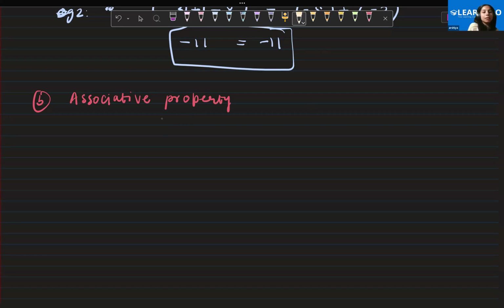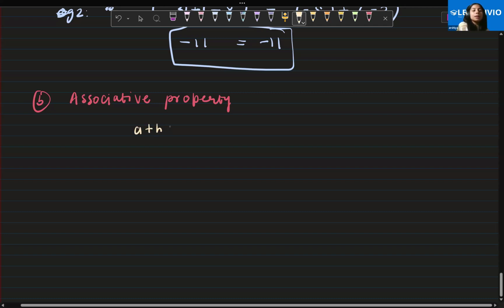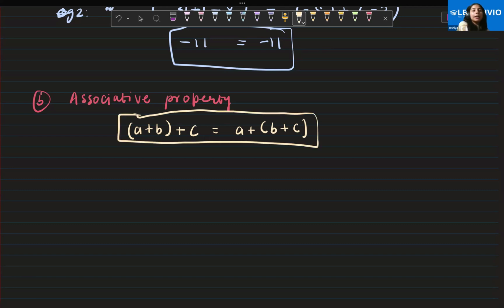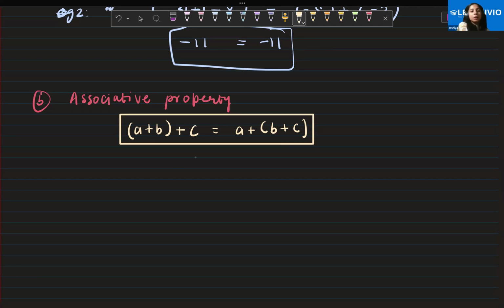Yes, Tasmi. In associative property, we first solve the ones that are there in the bracket, and then with the answer that we get, we move to the main question. So for addition, we have A plus B in the bracket and plus C outside. So this will be equal to A outside the bracket plus B plus C. So you first solve the numbers in the bracket and then you add that with the number outside.